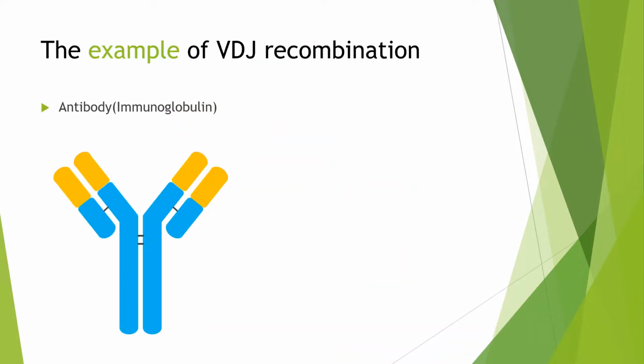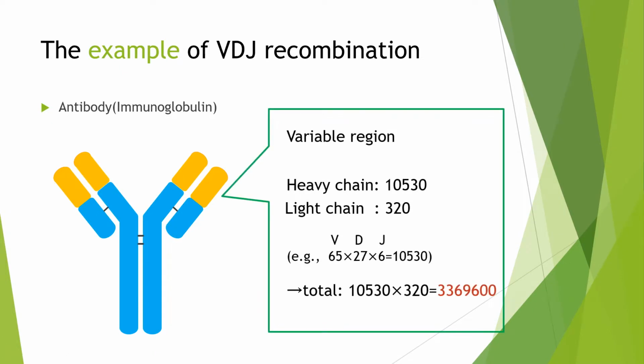As for the gene coding CDR of heavy chain, there are about 65 types of V region, 27 types of D region, and 6 types of J region. One of each gene is taken to make the gene, so as many as 10,000 types of heavy chains can be produced. Similarly, about 300 types of variable region of the light chain can be produced.